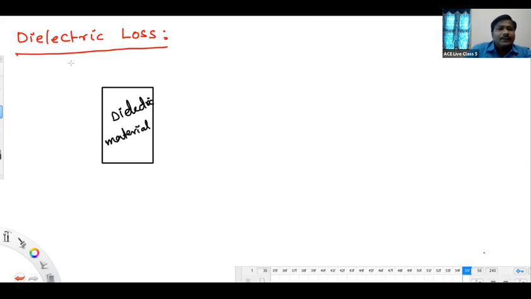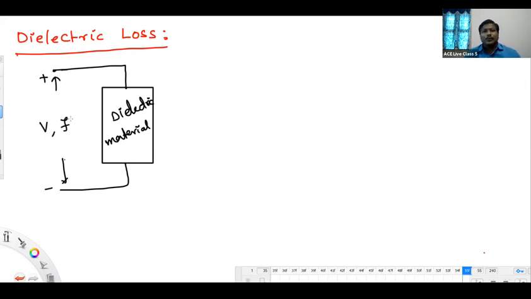Dielectric material. For this dielectric material, we are applying some voltage V at a certain frequency. How will this dielectric material be represented in the electrical equivalent circuit? Anybody, please tell me how this dielectric material is represented in the equivalent circuit?